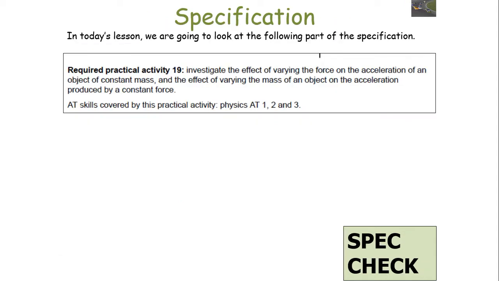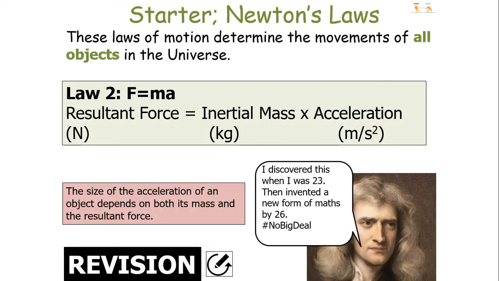So this links into the specification of GCSE Combined Science in the following part. It's required practical 19: investigating the effect of varying force on the acceleration of an object of constant mass, and the effect of varying the mass of an object on the acceleration produced by a constant force, which falls into the forces topic of GCSE Combined Science.